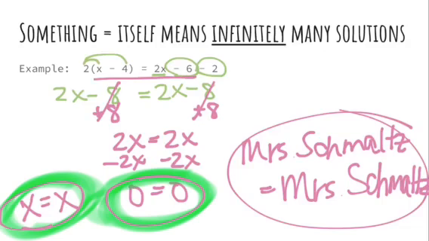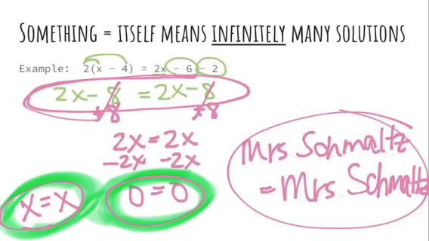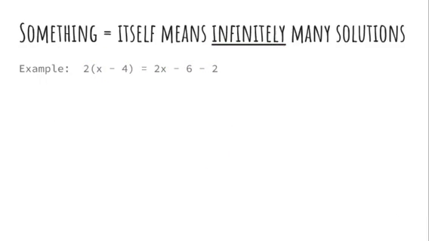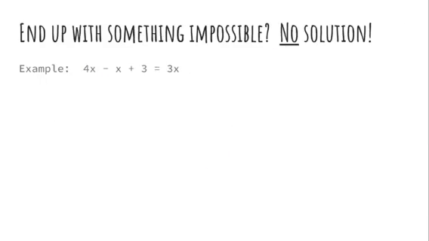So anytime you notice you have the exact same thing on both sides of the equation, you can stop there. You didn't have to do any of this. And you know it's infinitely many solutions because it's something equal to itself, which is always true. Let's go ahead and look at the last tricky answer. If you end up with something impossible, that's no solution.